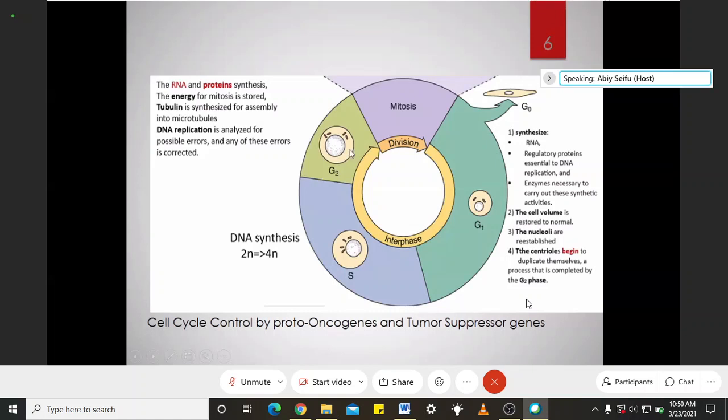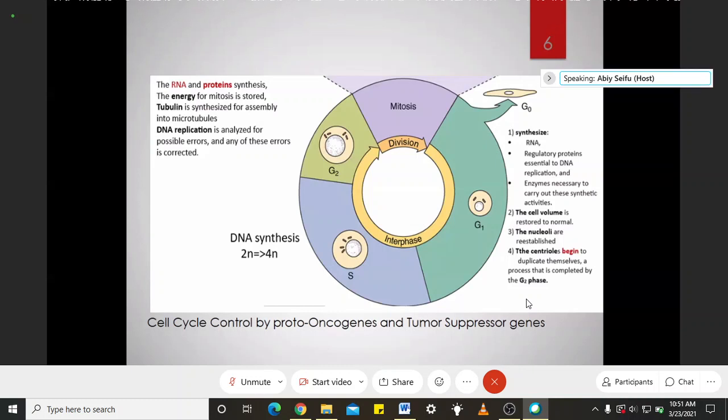The G2 phase, again, is a preparatory phase for the actual mitosis, where the spindle fibers form. RNA and proteins necessary for the formation of the spindle fiber are formed during the G2 phase. Energy will be accumulated during the G2 phase, and DNA replication is analyzed for possible errors, and these errors will be corrected during the G2 phase. So this is a summary; you have already covered this in your previous lecture.